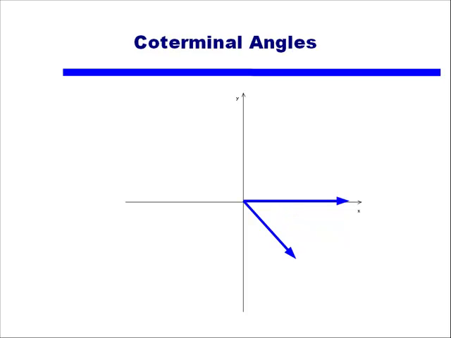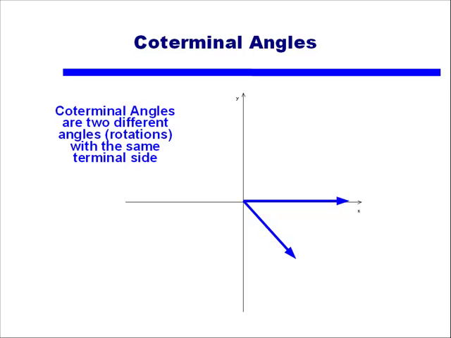What's interesting though, if I take away those little arcs showing me which way I've rotated, I have a hard time telling, is this a negative angle or is this a large positive angle? Well, this is when we start talking about coterminal angles. Coterminal angles are 2 different angles or 2 different rotations that have the same terminal side. Let's take an example. Let's look at 32 degrees. It's positive 32 degrees, so we're going to rotate it counterclockwise. It's an acute angle, so we would expect it to be in quadrant 1.